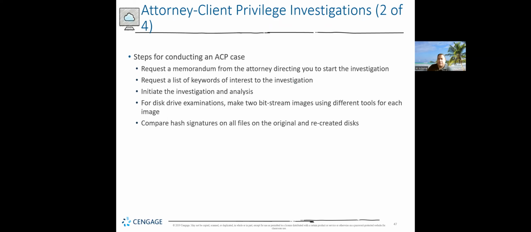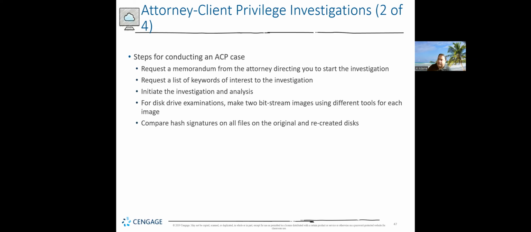Steps for conducting an ACP case. Request a memorandum from the attorney directing you to start the investigation. So, hey, what do you need me to do? Give me a memorandum so it's written word. Request a list of keywords of interest in the investigation. Whatever they want you to search for is something you'll look for.